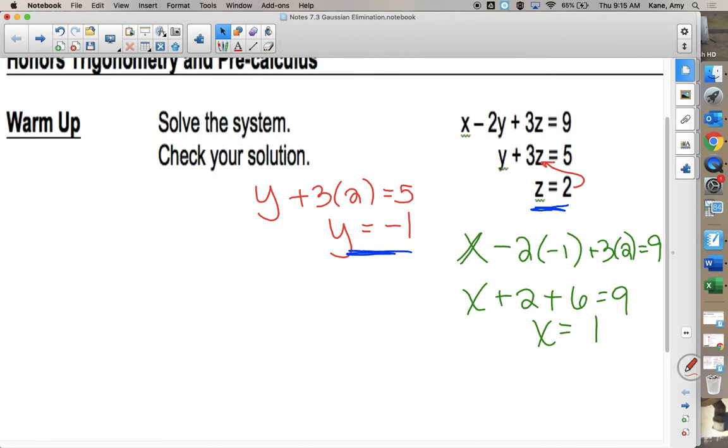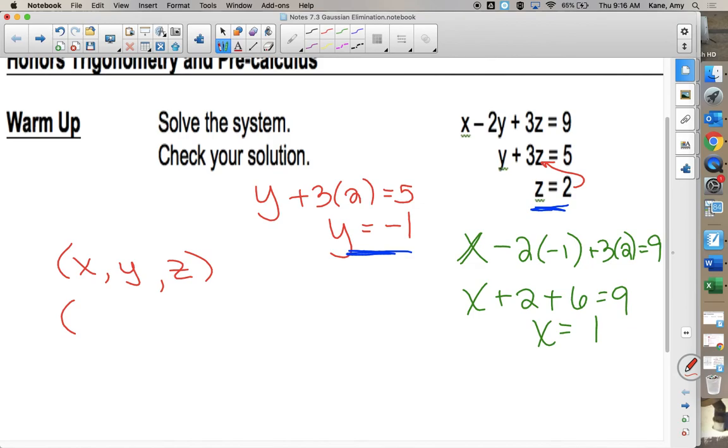Your answer, instead of it being an ordered pair, because an ordered pair is x comma y, is called an ordered triple. There are now 3 variables, and the solution to the 3 variables is still where these intersect. Once you throw a third variable in, you're in a third dimension. So this is like a 3-dimensional graph.